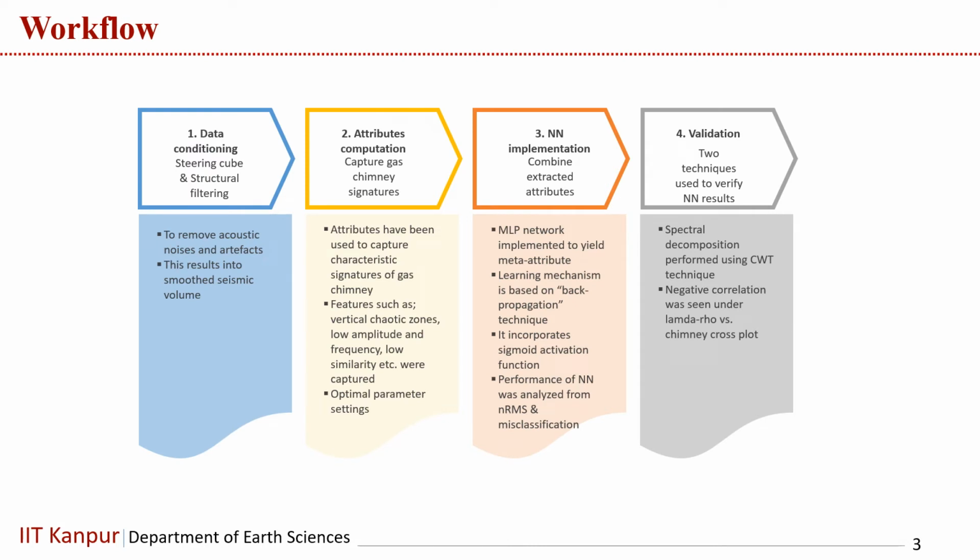First is data conditioning, to remove the noise and to smoothen the data. Second, we did the attribute extraction to capture specific features of gas chimneys. Then we move forward to the NN implementation, to combine all the extracted attributes and produce one single attribute that will specifically tell about the presence of gas chimney. And then finally we use two validation techniques to validate the results of NN training.